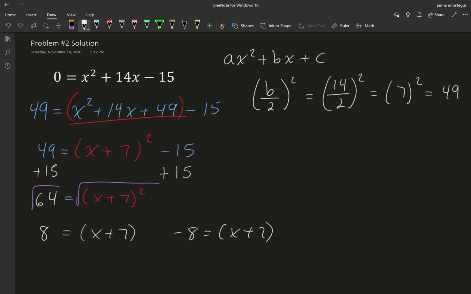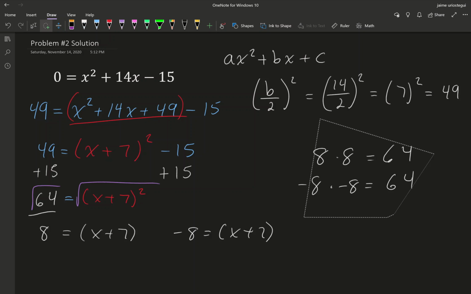Why is there a negative 8 equals x plus 7? Well, because when I take the square root of 64, I'm asking you what two numbers will multiply to 64? Well, 8 times 8 will give me 64, but also negative 8 times negative 8 will give me positive 64. So we're going to have two solutions here. It's not just one.